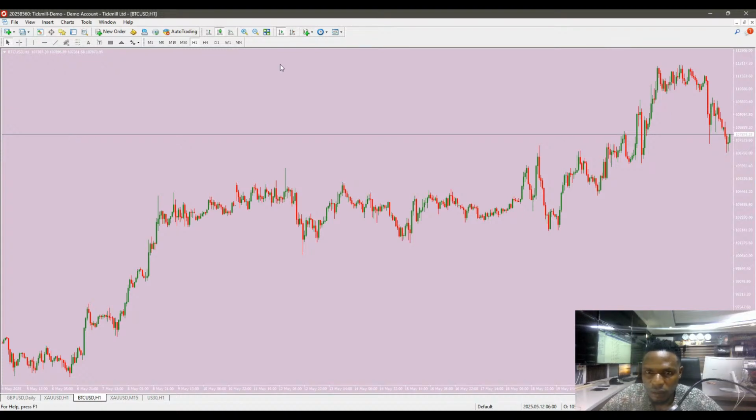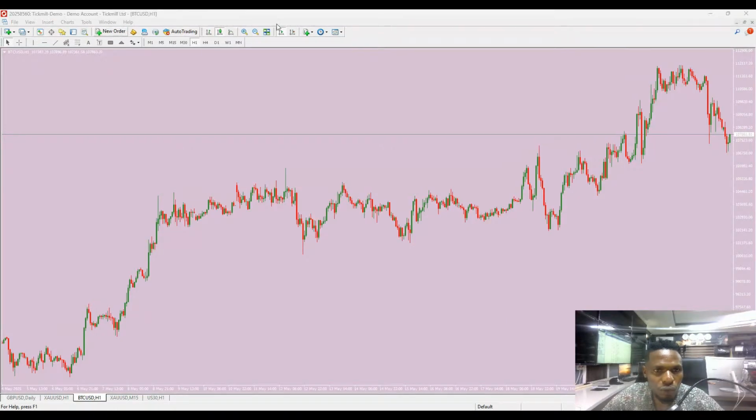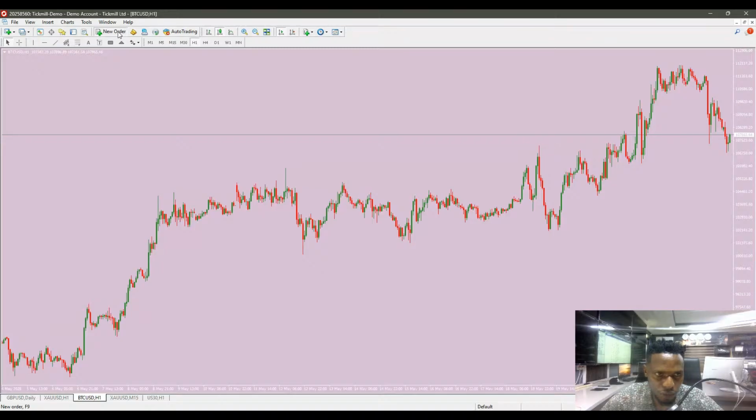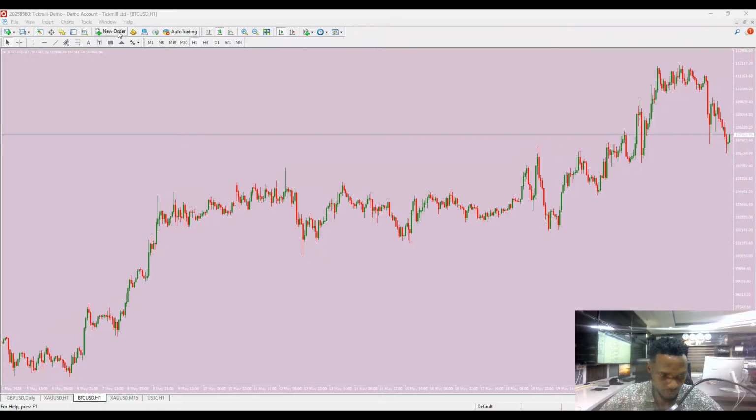Okay, so now I go to this chart. Let's assume we want to take a trade. You click on new order. On new order, we have two different types of orders: market execution order and pending orders.